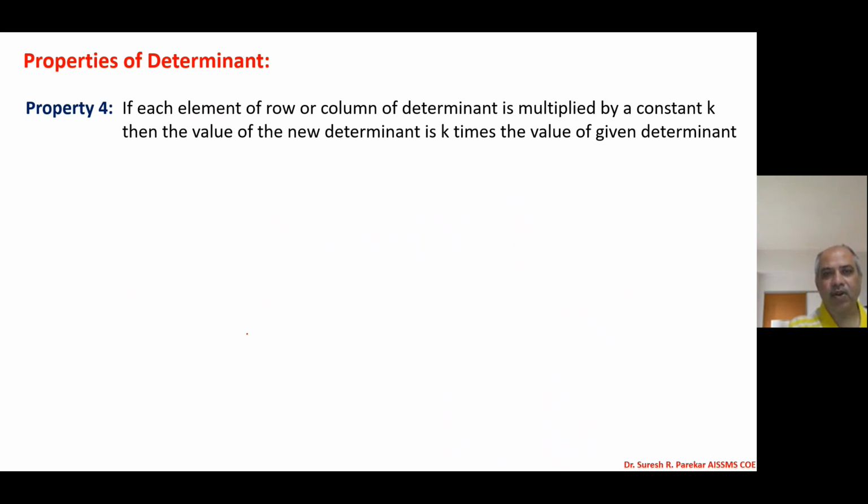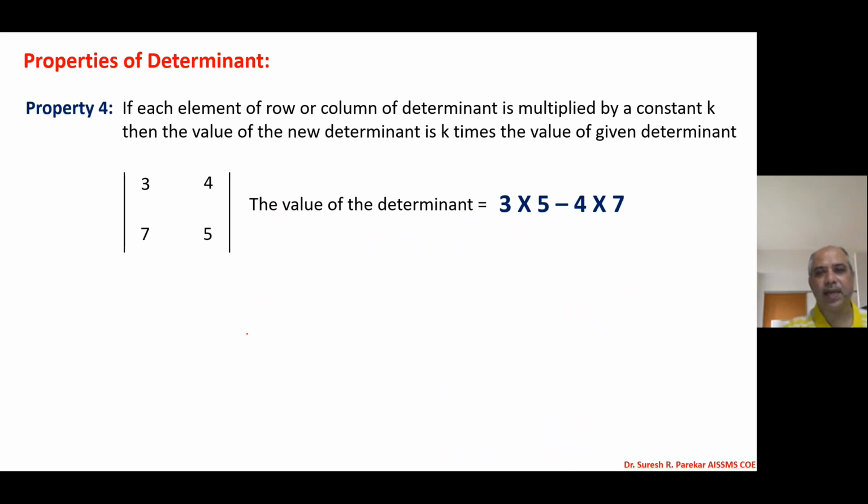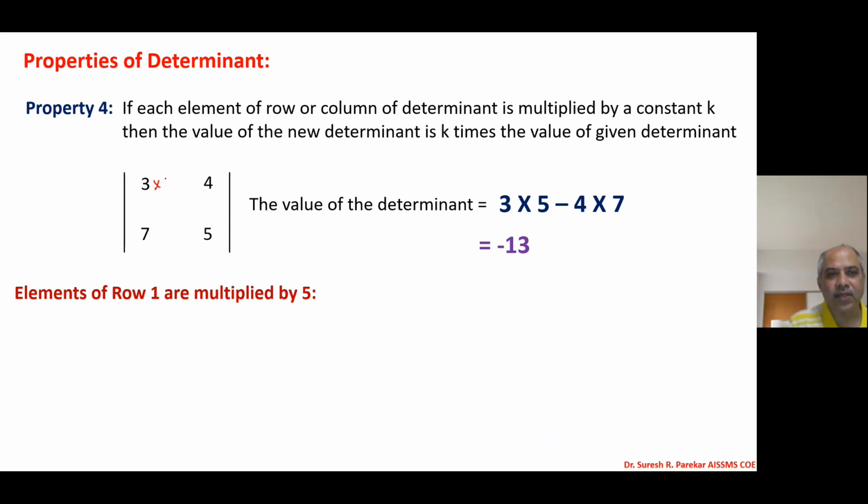Then property number 4: if each element of a row or column of a determinant is multiplied by a constant k, then the value of the new determinant is k times the value of the given determinant. Now we have the same determinant with value minus 13, and we multiply each element of row 1 by 5. So 3 into 5 is 15, and 4 into 5 is 20. Then my matrix will be 15, 20, 7, 5.